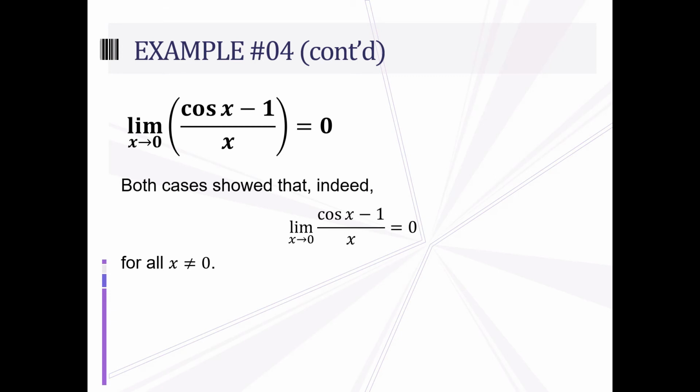We have shown that in both cases, the limit of cosine x minus 1 all over x is actually equal to 0. Therefore, we conclude that, indeed, the limit of cos x minus 1 all over x as x approaches 0 is equal to 0 for all x not equal to 0.